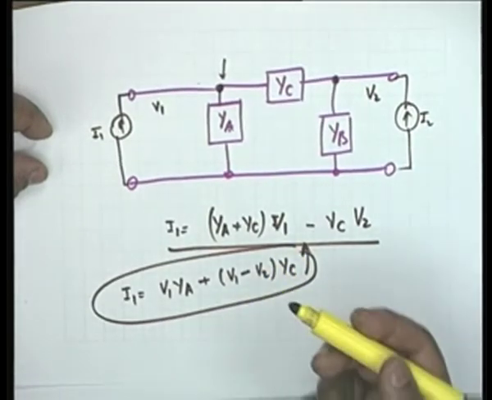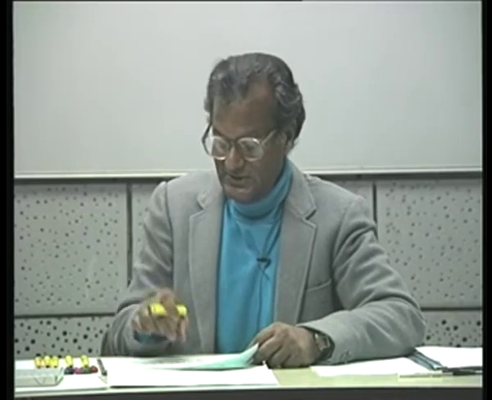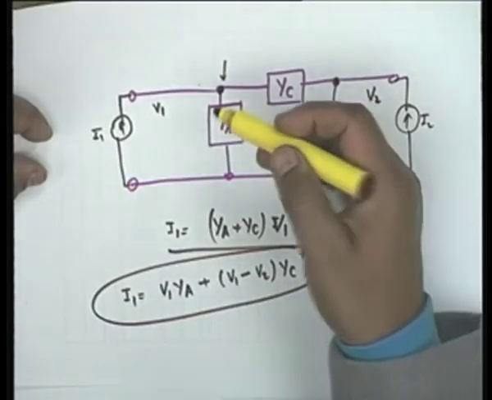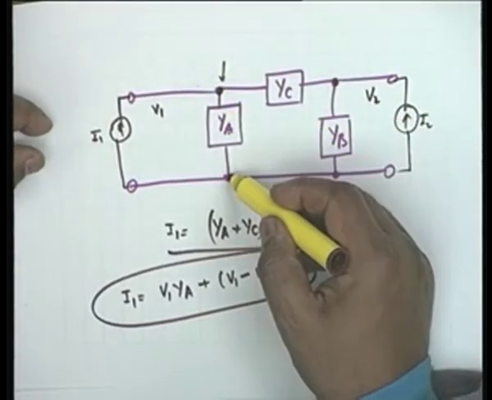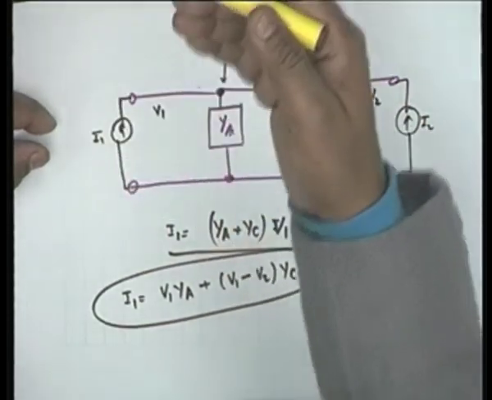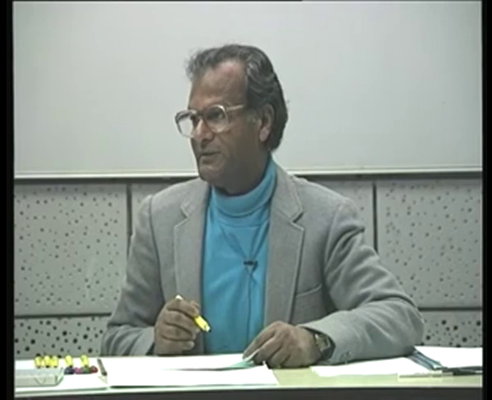What I am telling you is a shortcut. You don't have to write KCL every time. Just write self-admittance and mutual admittance. And the convention is that there is a reference node; obviously, the reference is here. With respect to this, all voltages are considered positive, and therefore mutual admittance will come in as a negative term.